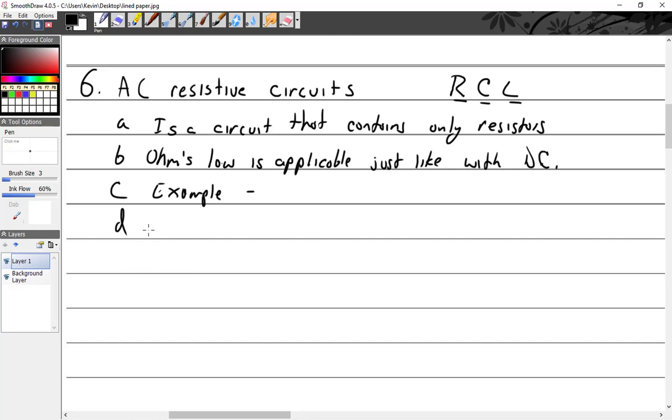Okay. In a purely resistive circuit, what does that mean? Resistive circuit. The resistors of the loads. That means that's all it has. All it has is resistors. Are there any capacitors? No. Are there any inductors? No. So it's purely resistive. That's all you have. So in a purely resistive circuit, volts and amps are in phase.